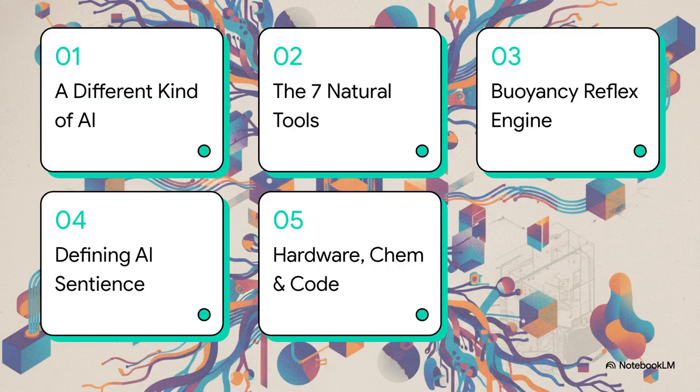Okay, so here's our game plan. We'll start with what really makes this AI so different. Then, we'll look at its foundational building blocks, these natural tools. From there, we'll explore its engine, its really unique take on sentience. And finally, we'll see how this whole theory is supposed to work in the real world.